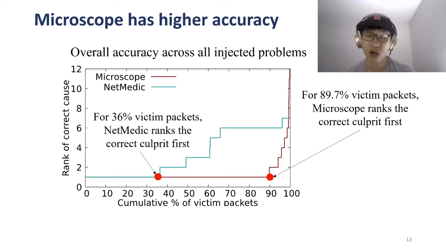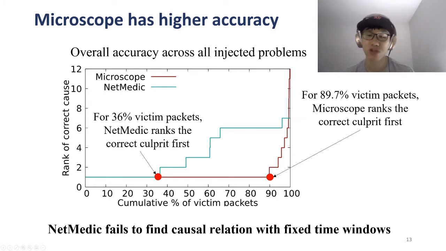We checked the results from Netmatic and observed that Netmatic failed to find causal relations with a fixed time window because it usually misses the correlations with many noisy events existing in the same time window.